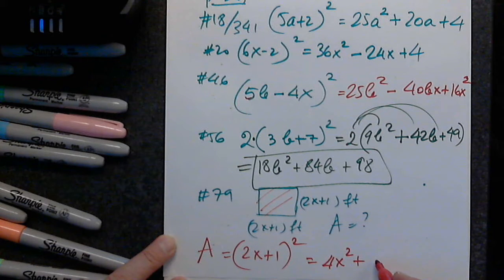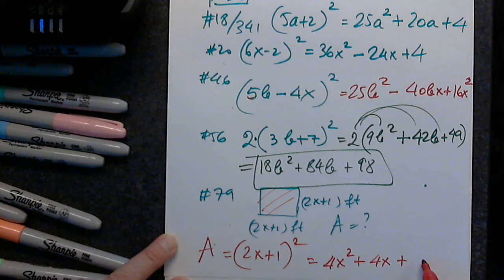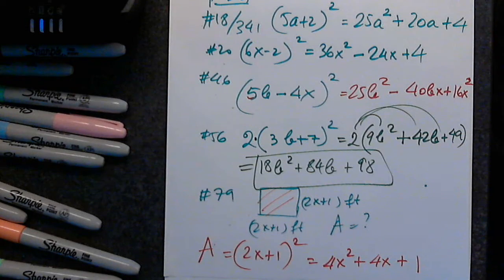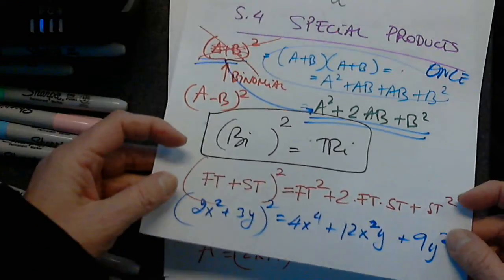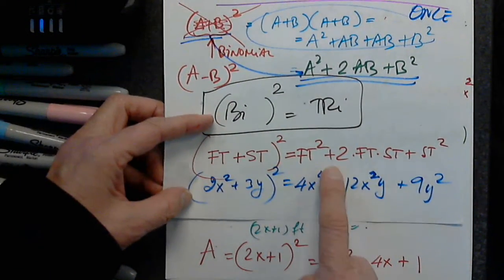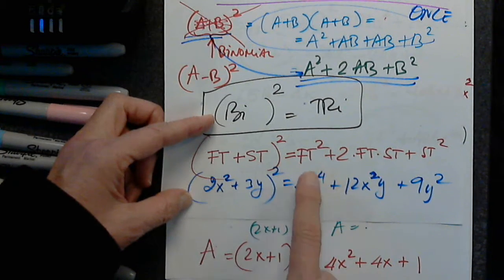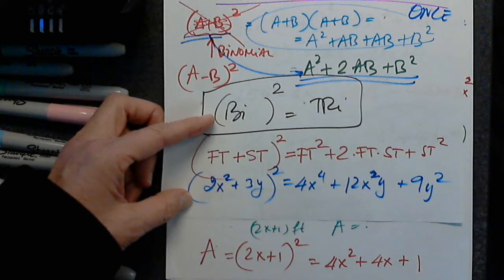8x. No. 2 times 2 is 4. Very good. Plus 2... 1. 1 squared is 1. Very good. Confused. Say it again. I'm confused. First term squared, 4x squared, plus 2 times the first times the second, 4x, plus the second term squared, 1.